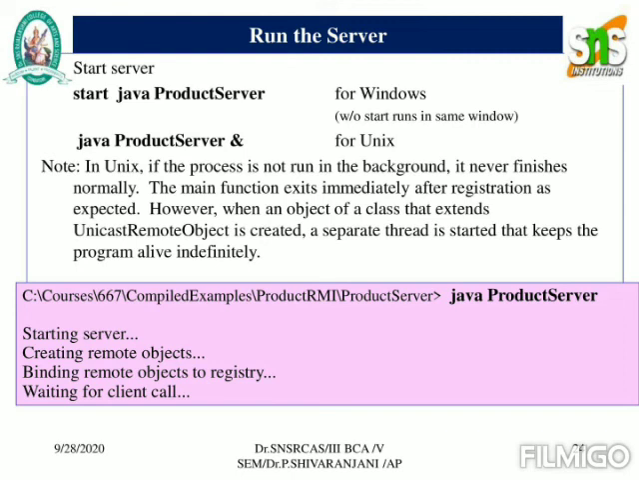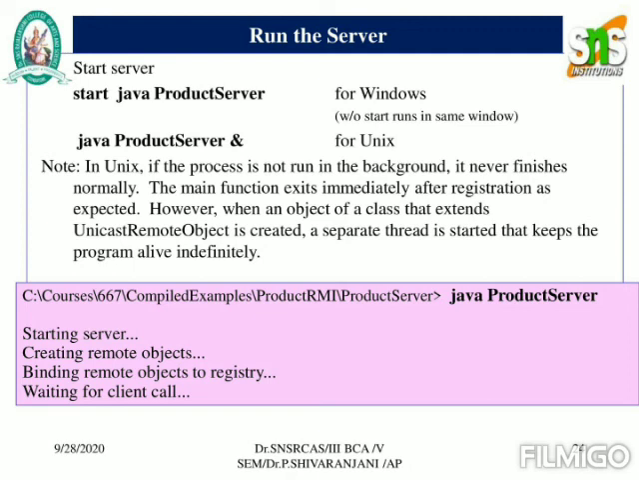So next one is running your server. You have to start your server. If it is for Windows, you have to use the command start java product server. And if it is for Unix, then you have to use java product server ampersand. Then this will help you to execute your server side program, whether it is a Windows or a Unix operating system.